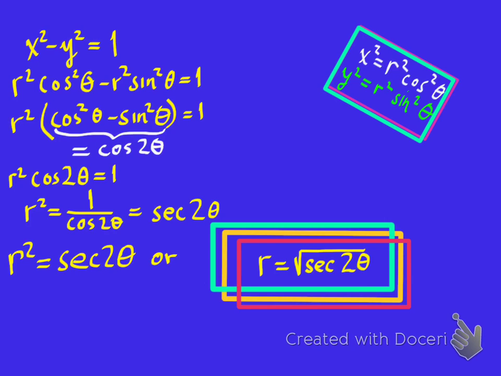Most graphing devices will handle that. Some will also handle the r squared equals secant of 2 theta. Some have a little difficulty with that, so it kind of depends on what you're going to do with the equation. But there you go, there's a couple of examples. Going from rectangular form to polar form is really a matter of direct substitution and then using whatever algebra trick you can think of or is most appropriate to isolate your r variable.